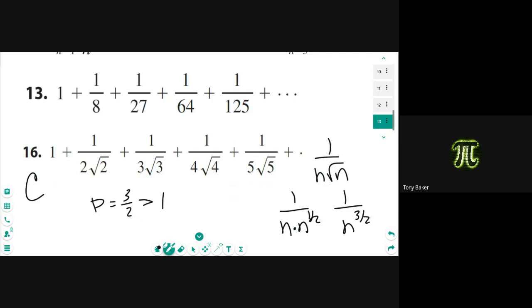Not every P series problem is going to be as simple as n to the second, n to the third, n to the fourth. Some of them you have to think about. Okay. See you Thursday.